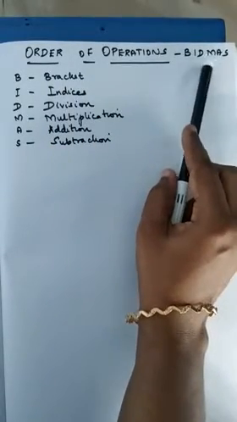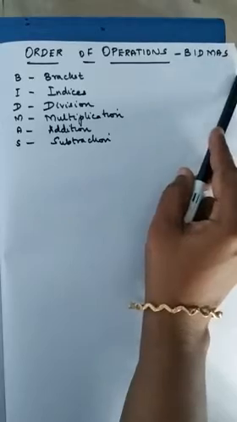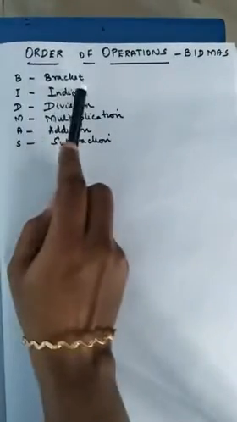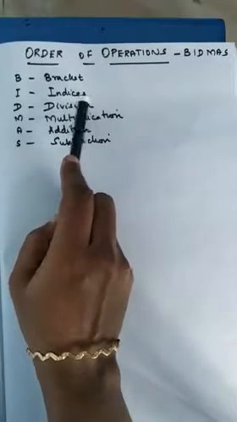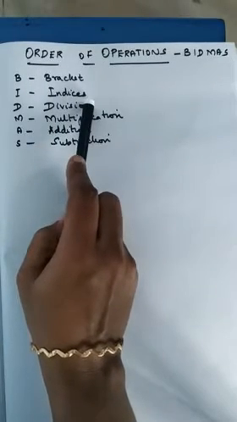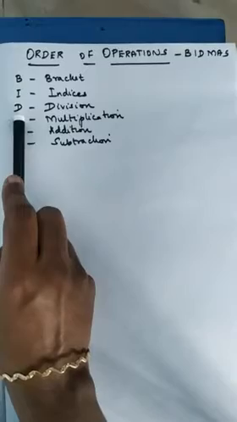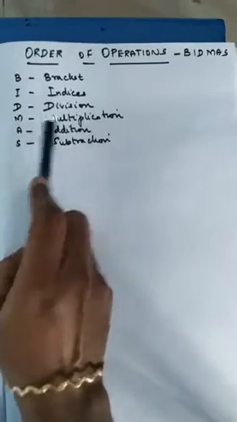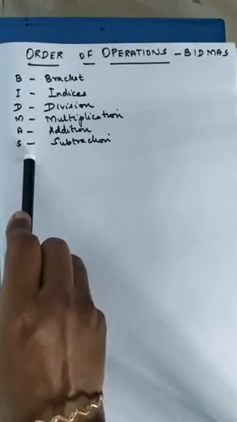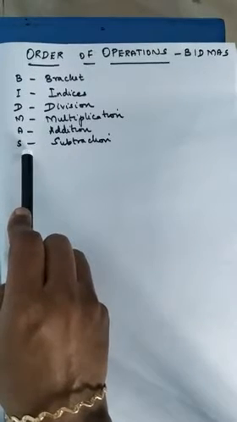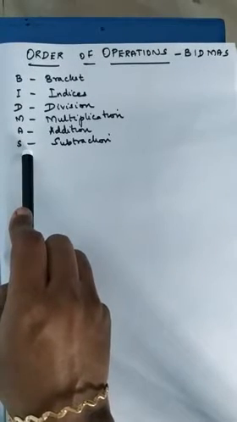BIDMAS. What is B? B stands for bracket. I stands for indices. As of now, you will not learn about indices, you will learn it later. Then D is for division, which you already know. M for multiplication, A for addition, and S for subtraction. You can refer to this on page number 21.